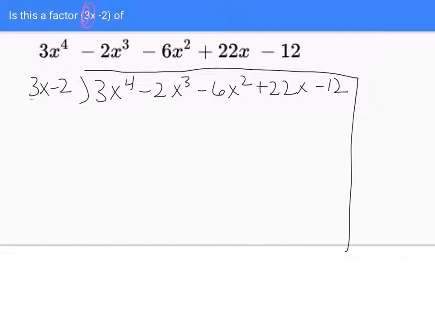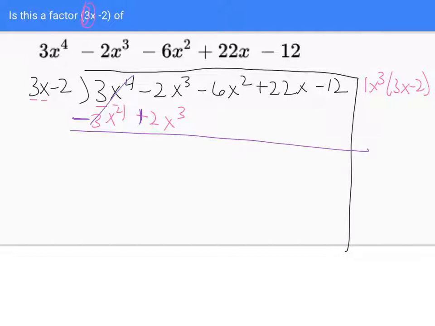How do I match? What do I multiply 3 by to get 3? Just 1. I have 1x, but I need a total of 4, so I need 3 more x's. So this gives me a 3x to the fourth minus 2x cubed. I changed my sign, minus, plus. These two cancel. These two also cancel. So what I have left is negative 6x squared plus 22x minus 12.